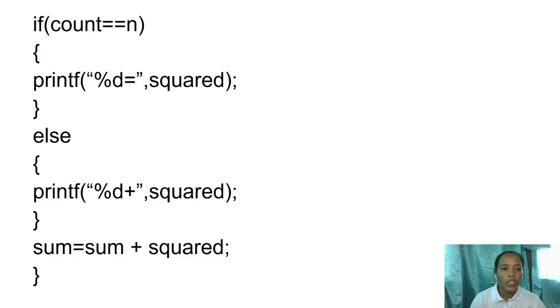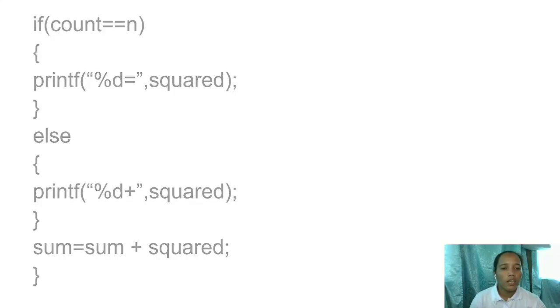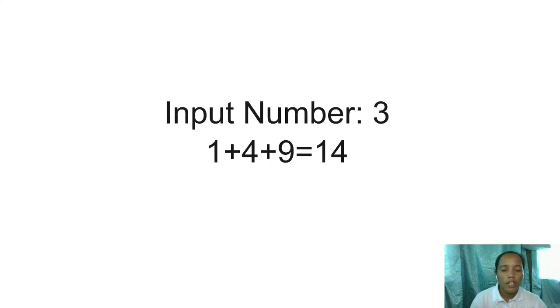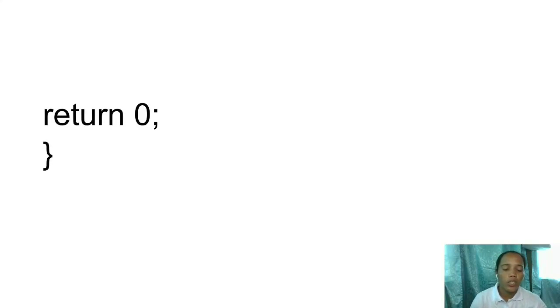This part of the code is the conditional statements or the conditions. Then, the printf %d and sum close parenthesis semicolon followed. In this part, our answer or output was displayed, which is the input number 3. 1 plus 4 plus 9 equals 14. And next is we have to type the return 0 semicolon closed curly brace.